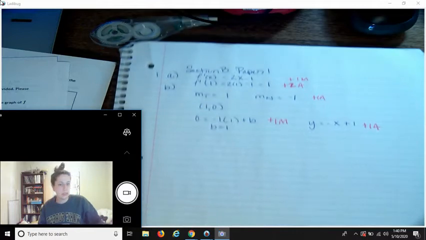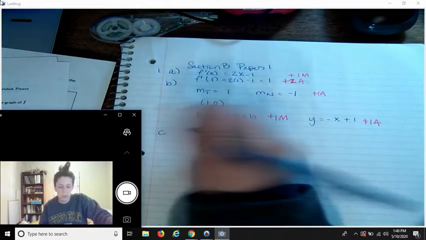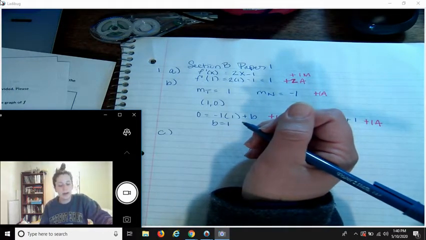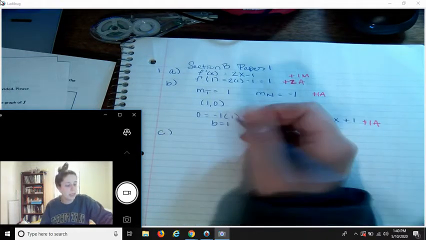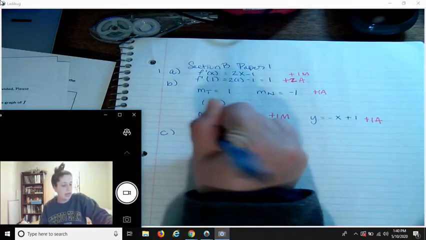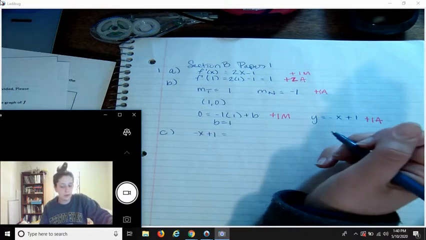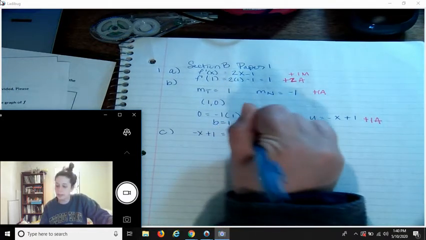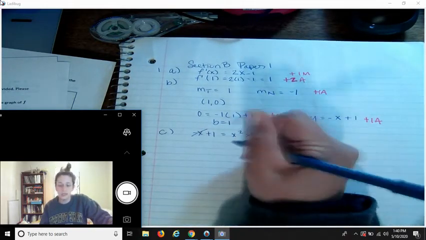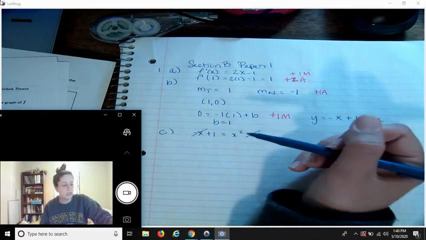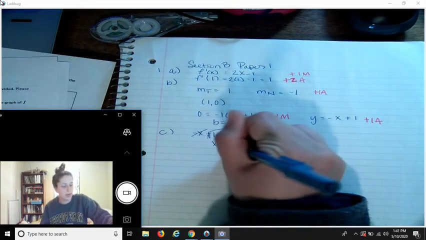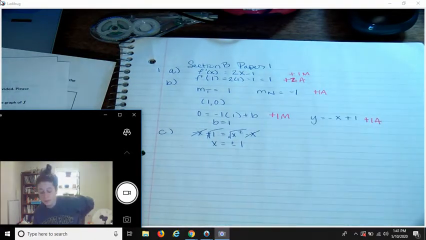Then in part C, it asks you to find the x coordinate of Q. It says the line L intersects f at another point Q. So we're going to take the equation of my line that I found in B, -x plus 1, and set it equal to my original function, which is x squared minus x. My negative x's on either side cancel out, so I end up with x squared equal to 1. So I can take the square root of both sides, and I should get that x is equal to plus or minus 1. Either of those squared will give you 1.